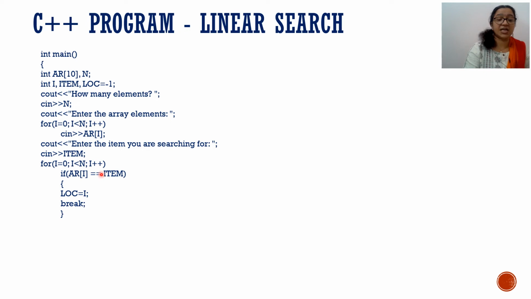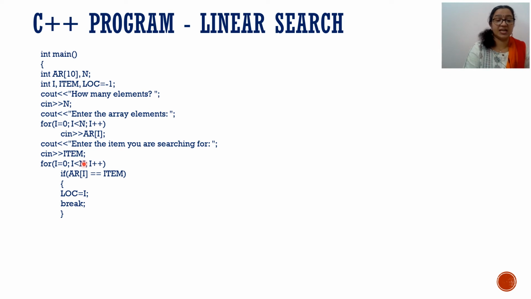But if the condition is false, it will directly move to i plus plus, because there is no else portion. So i plus plus, and it will move to the second element. Then, is the second element equal to item? If it is not, then the third element, then the fourth element, then the fifth element. So we will reach the nth location.